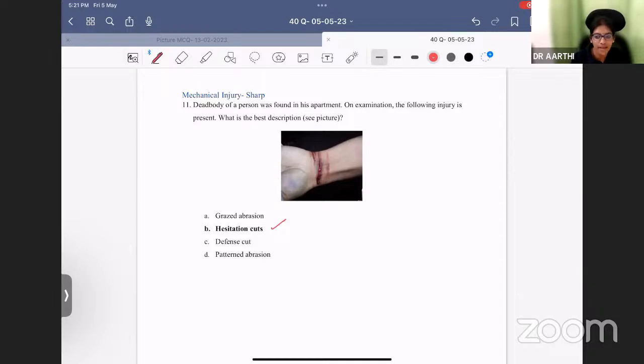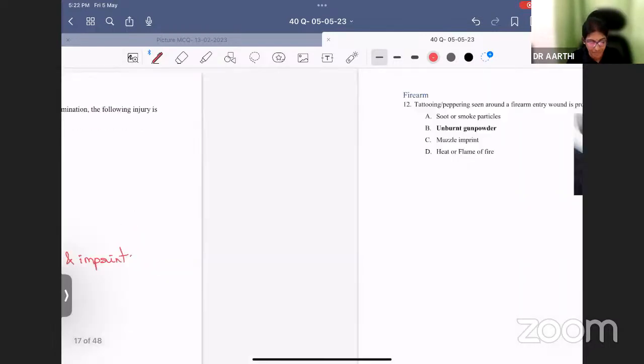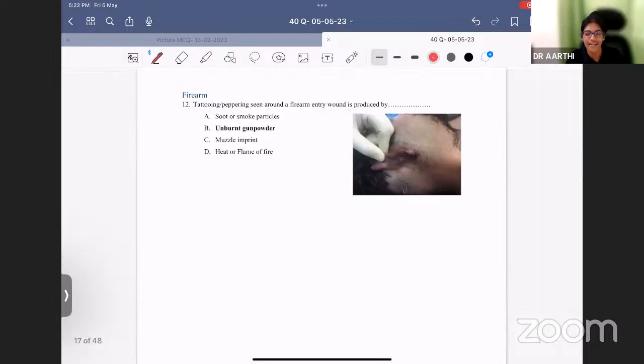Okay. Now pattern abrasion again we saw, right? What all produces pattern abrasion we saw? We saw that pressure and imprint produce pattern abrasion. Okay. The next one, firearm. In firearm, we saw that there's a cartridge, it has a primer, it has a gunpowder.